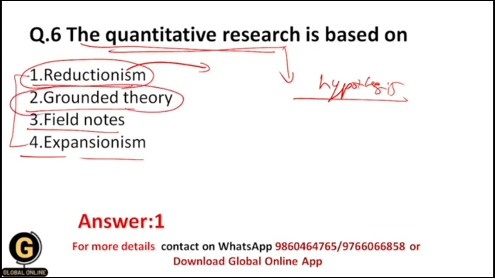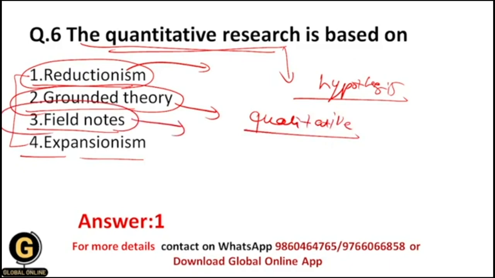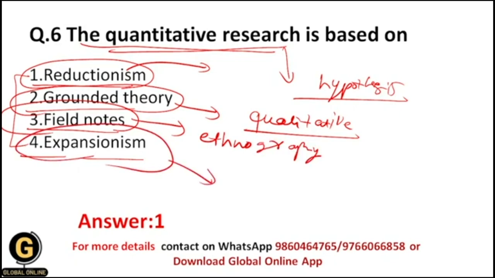Grounded theory is one of the research types of qualitative research, within which we are going to formulate a theory. Field notes is the data collection method which we can use while doing ethnography. And expansionism means that we are going to convert the simpler things into complex things, which is exactly the opposite of what quantitative research does.